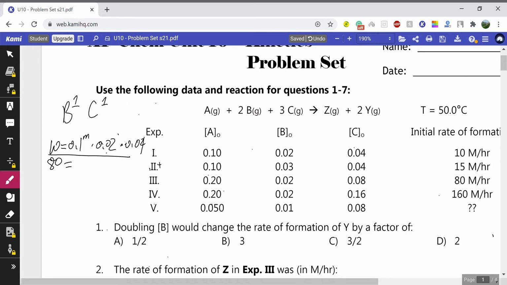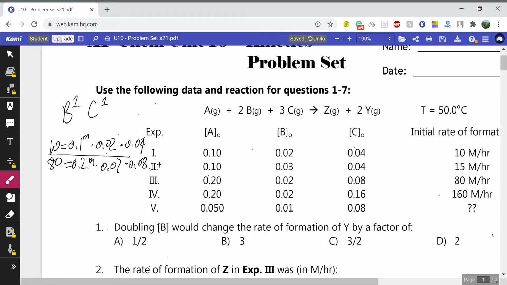Now in experiment 3, it will be 0.02 to the nth power times 0.02, 0.2, not 0.02 for A. 0.2 to the m times 0.02 times 0.08. Both of these are to the first power because we already found that B and C are to the first power. Now let's solve this.